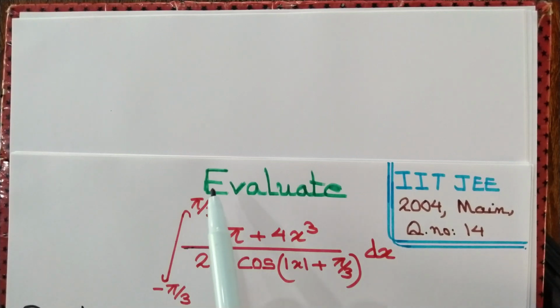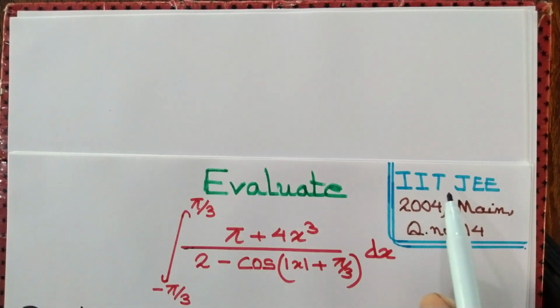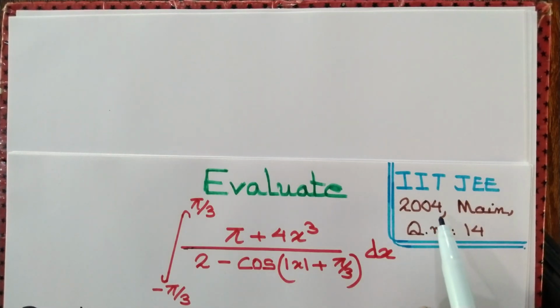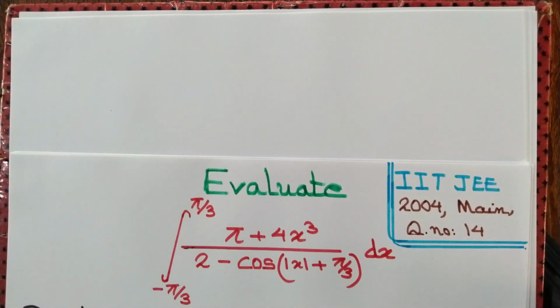In this video, we evaluate the integral of (pi plus 4x cubed) divided by (2 minus cos of mod x plus pi by 3), as x changes from minus pi by 3 to plus pi by 3. This question was asked in the IIT JEE examination 2004. In fact, it was question number 14.